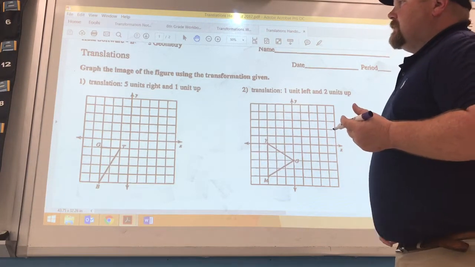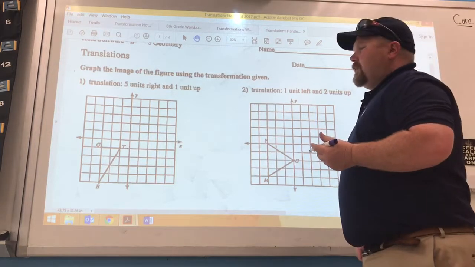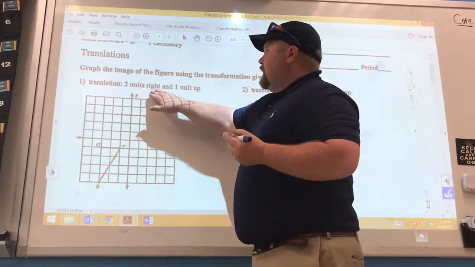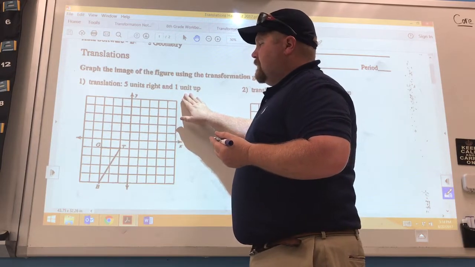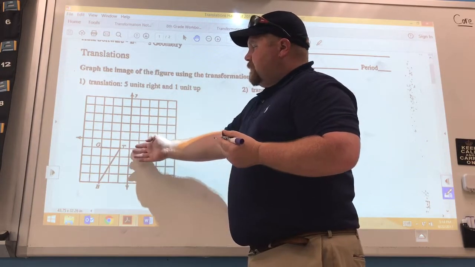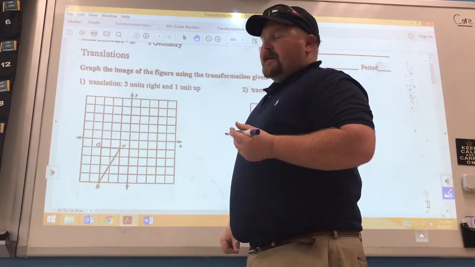Number one, translations. Alright, 5 units right, 1 unit up. It's telling you how to move each point. You need to move each point one at a time and then reconnect the dots after you do it. As you move the points, you'll label them with the same alphabetical letter but with a prime symbol.